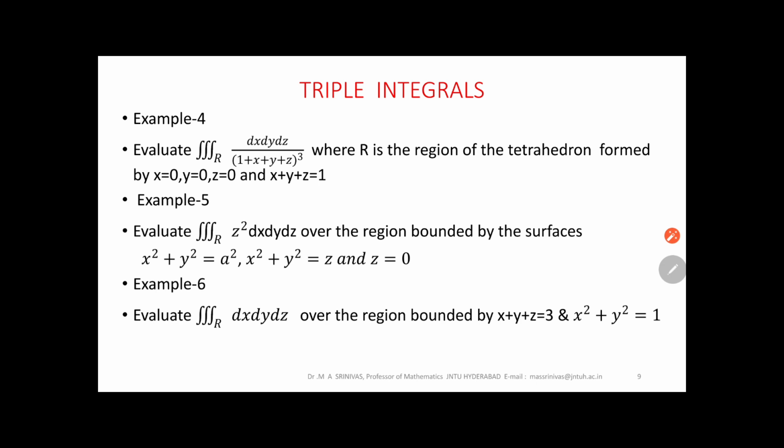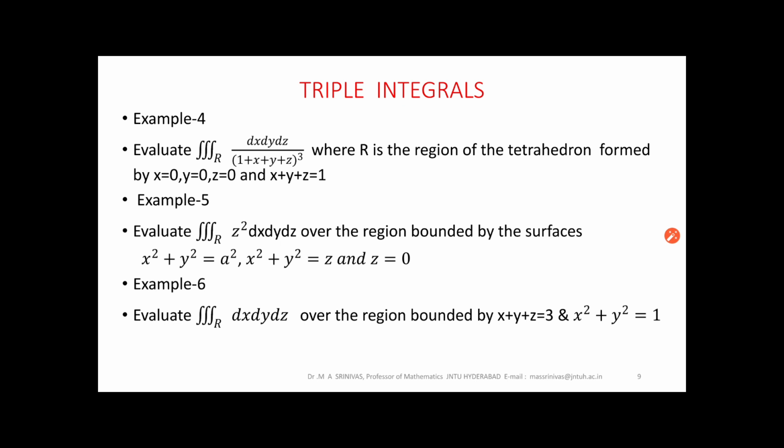So he has not given the limits. We need to identify the limits based on that region. What is the region he has given here? The region is the tetrahedron. You know the tetrahedron always will be bounded by four planes. Here the planes given are the xy plane, that is z is 0, the yz plane, that is x is 0, and the zx plane, that is y is 0, and the other plane is x plus y plus z is equal to 1.